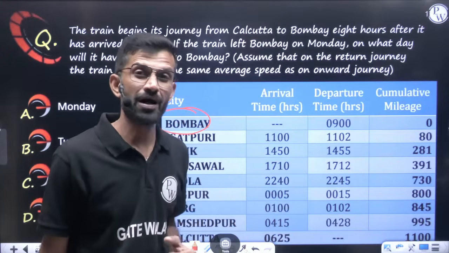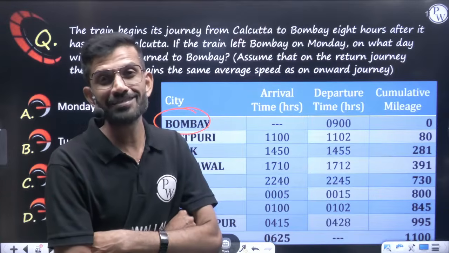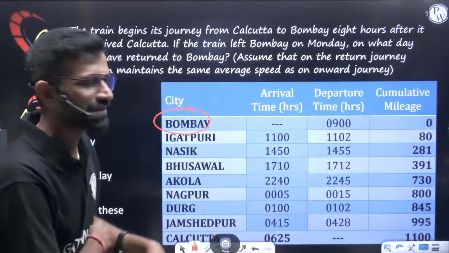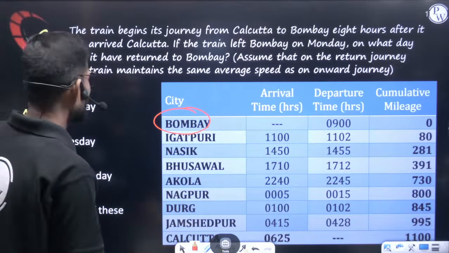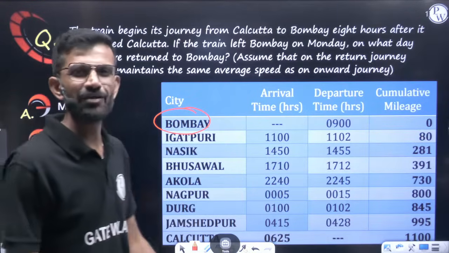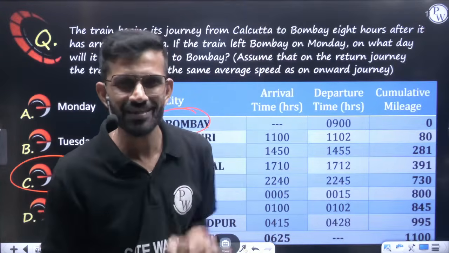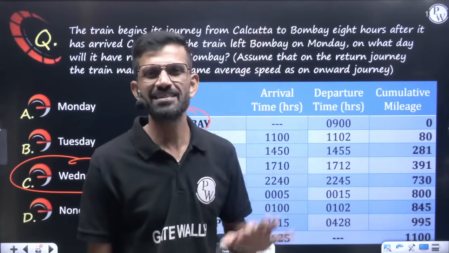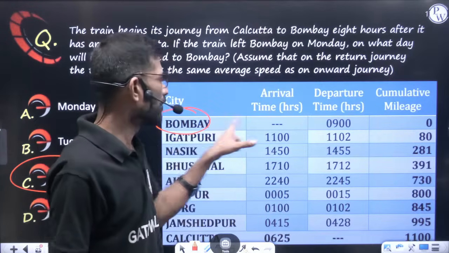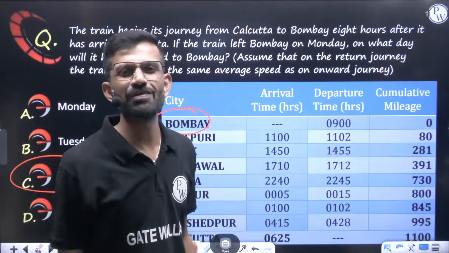If it took 24 hours, my dear friend, Wednesday afternoon it should reach. But it is taking 21 hours, means Wednesday, not even afternoon. Before 2 only it will reach. So the day will be Wednesday. It will come back to Bombay again on Wednesday. 21 hours going, 21 hours coming back. Total 42 hours travel and 8 hours extra, means 50 hours. From Bombay morning 9, add 50 hours, check it out. Monday to Wednesday it will come.